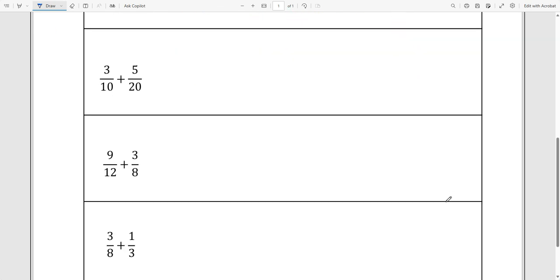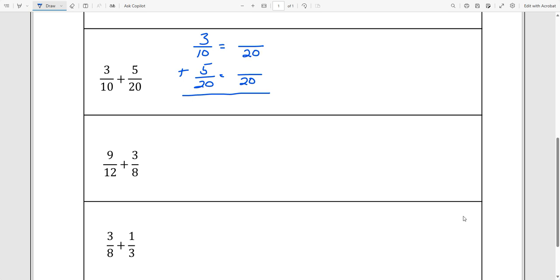Okay, let's look at 3 over 10 plus 5 over 20. You can reduce this fraction down if you want to, but we'll just leave it as is. And let's just go ahead and add it straight up. So we have 3/10 plus 5/20. Again, we'll start with the larger denominator, which is 20. And we'll see that 10 divides into 20, so 20 is our least common denominator.